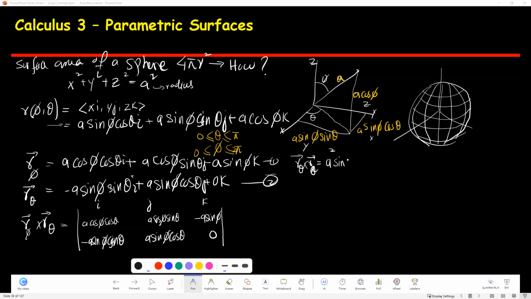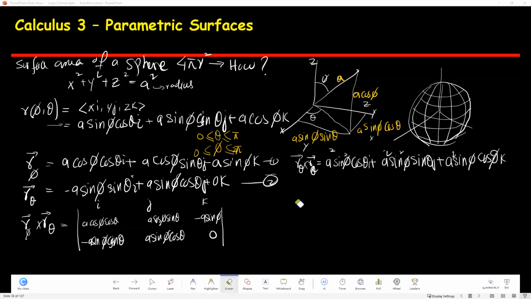I'm going to just do the direct multiplication. A square sine square phi cos theta, A square sine square phi sine theta plus A square sine phi cos phi. Okay, I need a magnitude of this. I need a magnitude of that. So what I'm going to do is write the magnitude of r phi times r theta.